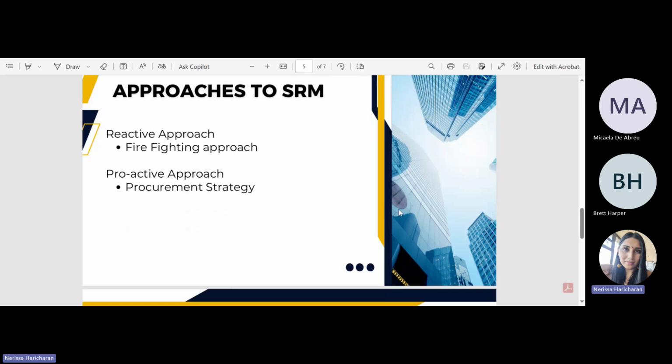Okay, then we have two different approaches when we look at SRM. A business itself has a sourcing strategy, and it will dictate the way in which they manage relationships with their suppliers, and how they partner with their suppliers so that they can get growth within their business.